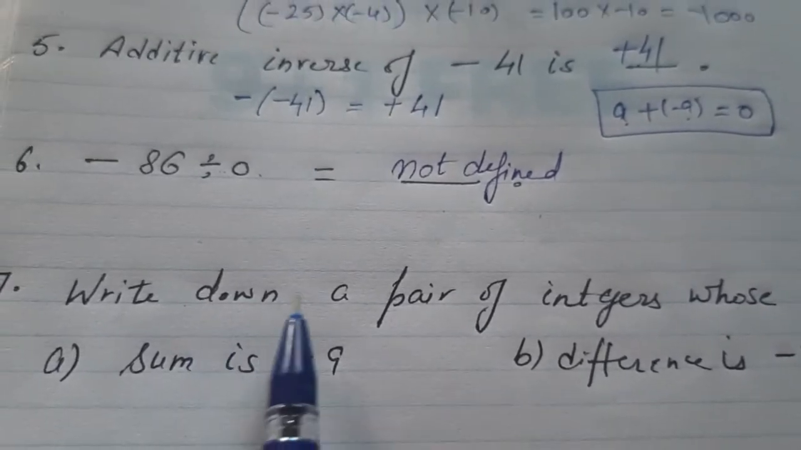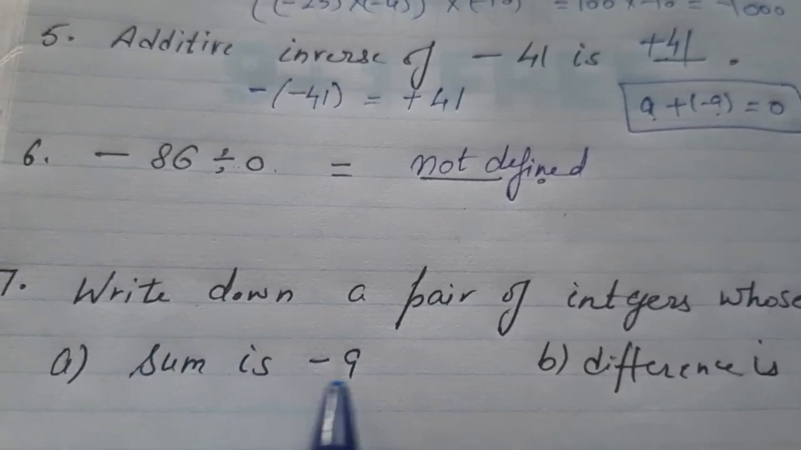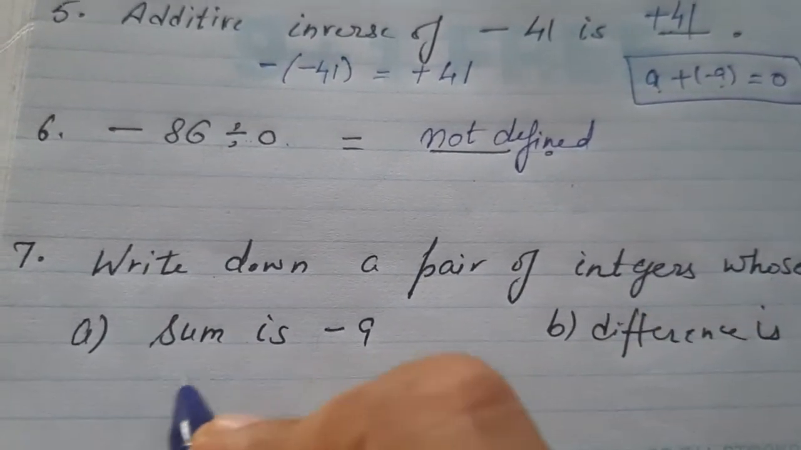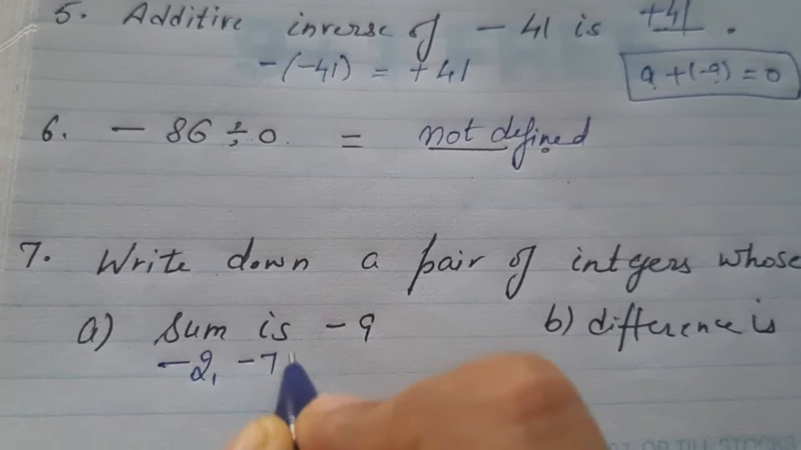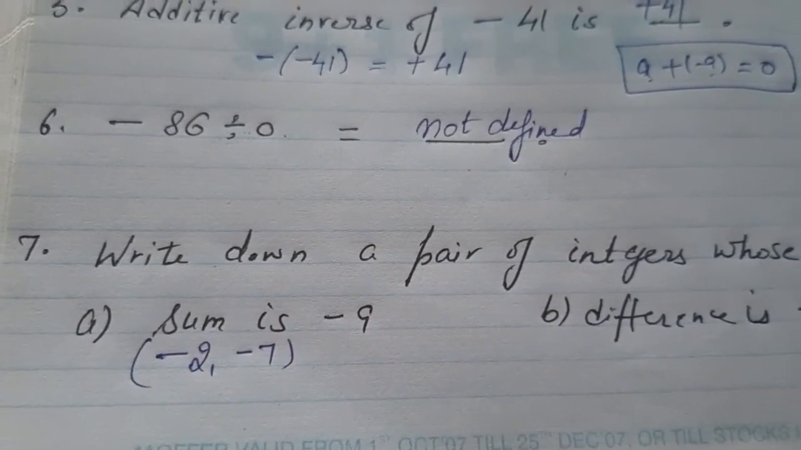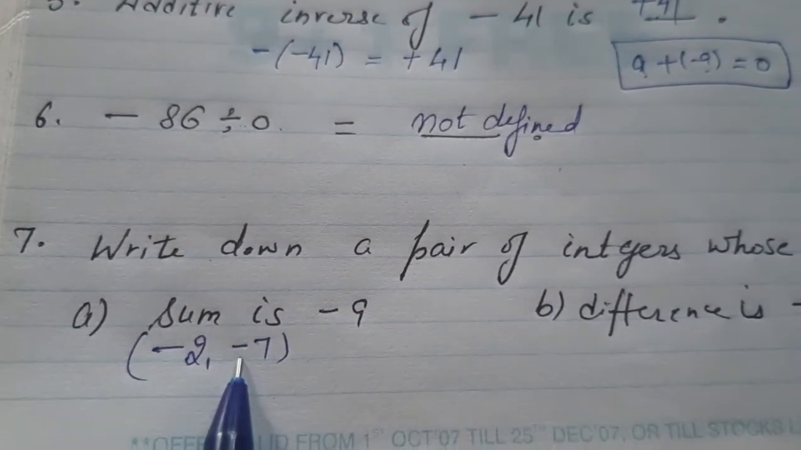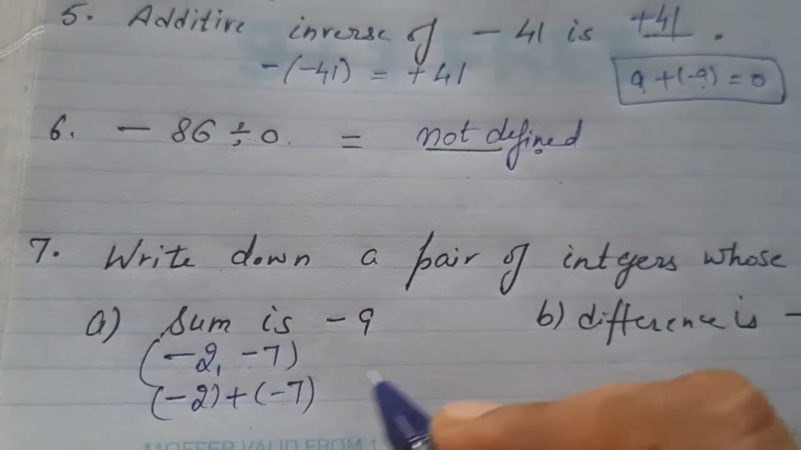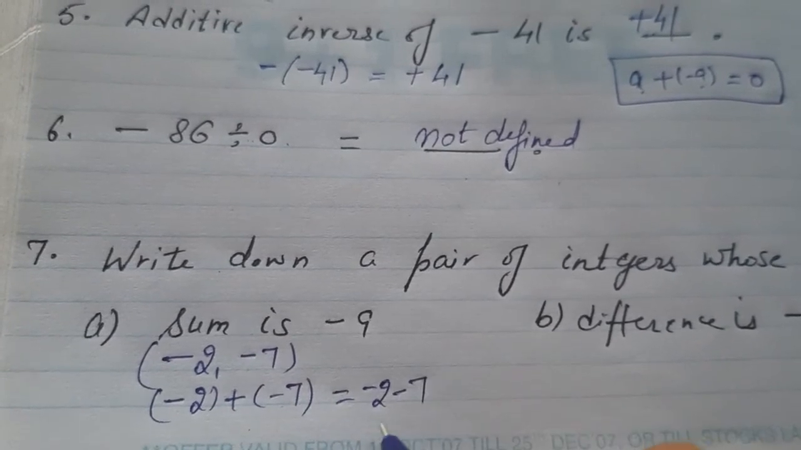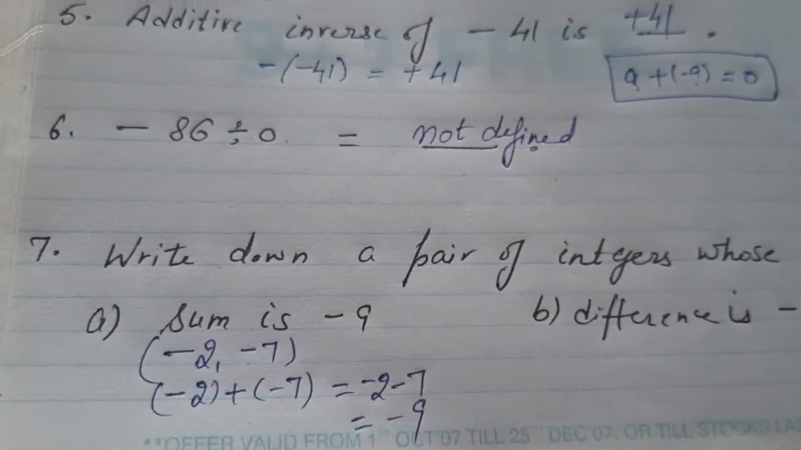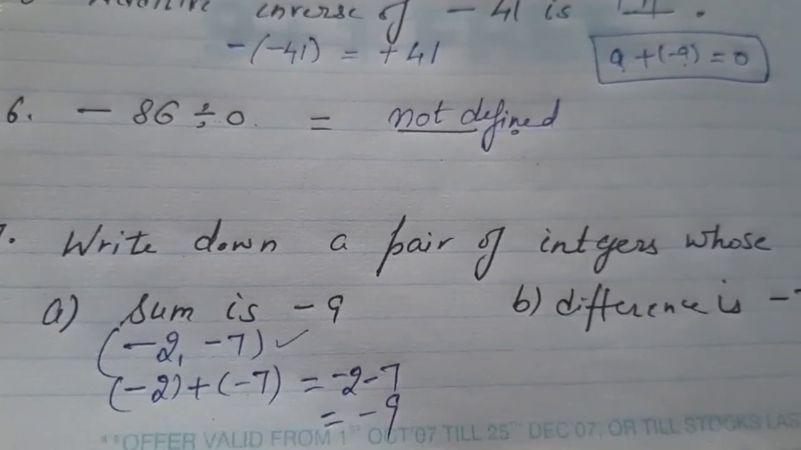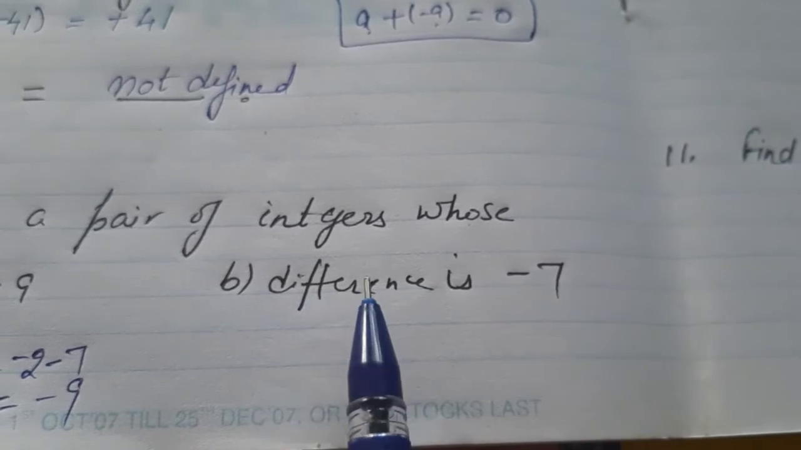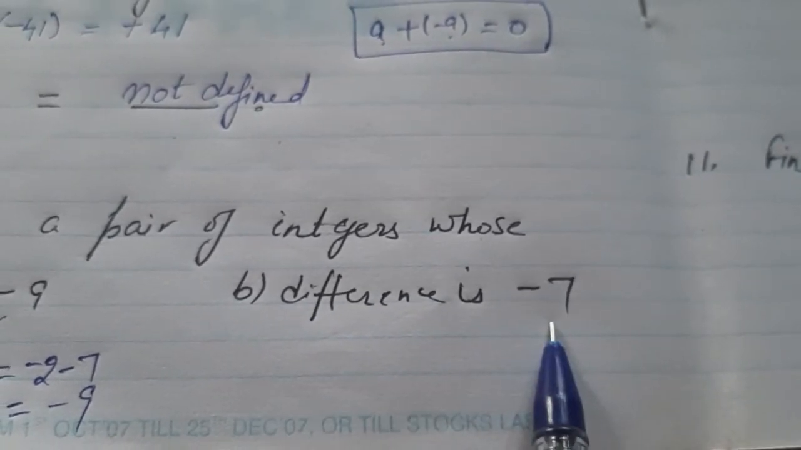Next is: write down a pair of integers whose sum is -9. The answer may vary here. So I am taking two numbers, -2 and -7. When you are asked for the pair, you have to mention the pair like this. Now let us check its sum. -2 plus -7 becomes -2 -7, that is -9. So this pair is correct. Simple, you can take this.